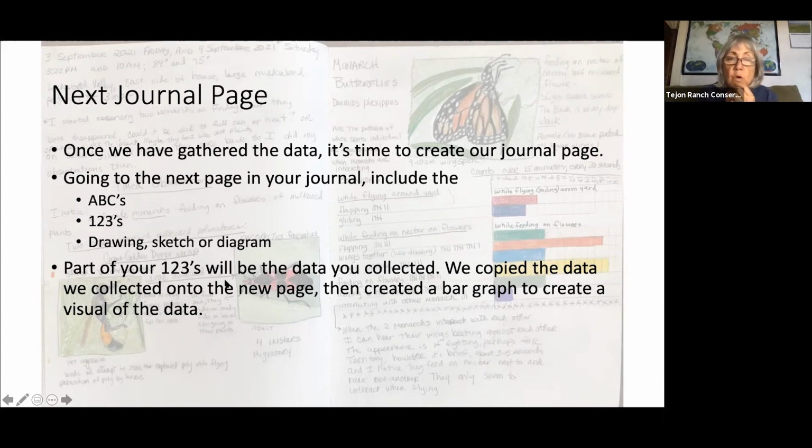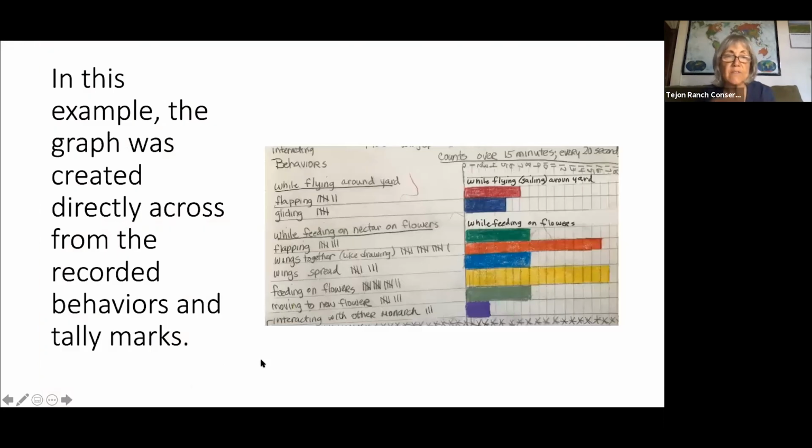And then part of those 1, 2, 3s will be that data that you collected. And we are copying that data onto the next journal page where we're going to create that bar graph. So let's take a look at the bar graph. Here I rewrote those behaviors. In this particular time, the one about resting on leaves, I just didn't even include it because that wasn't one of the behaviors I observed that day. So I just wrote down the behaviors I saw.